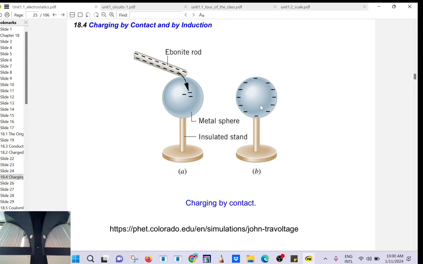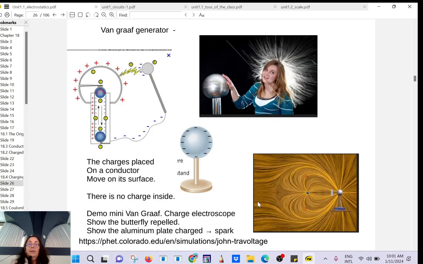The other thing that I wanted to show you is called charging by induction. So if I take my electroscope, look at that. I'm not going to touch it, right? I'm just bringing it close to it. You see how it's being pushed? It's supposed to be pushed away. Sometimes it doesn't work that well, especially if it's humid, but you get the idea. So this is called charging by contact.